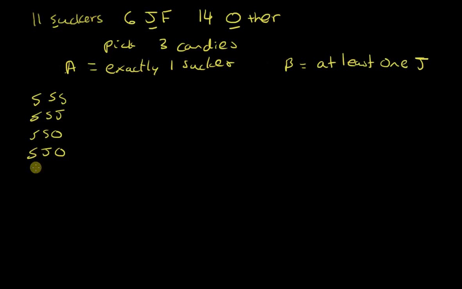Next, maybe I have a juicy fruit, sucker, juicy fruit, other. I'm not going to list juicy fruit, sucker, other, because that's already listed here. Sucker, other, sucker, juicy fruit, other is the same thing as juicy fruit, sucker, other. We don't need to list anything more than once. We just want a complete list of all the different possible things we could have in our hand. Of course, the order does not matter. All we care about is how many suckers we have.